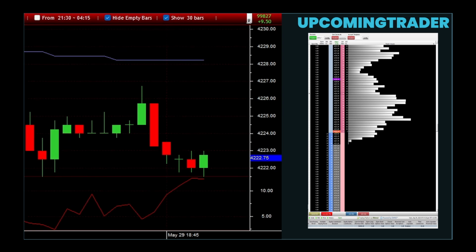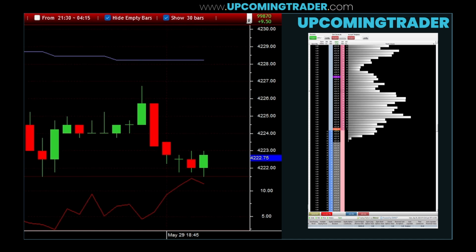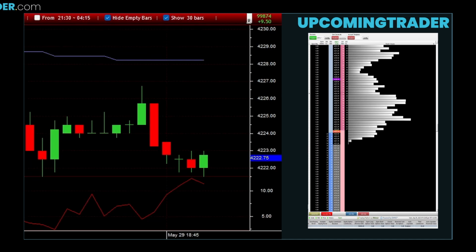Flags and pennants are continuation patterns that occur after a significant price movement followed by a period of consolidation. These formations generally indicate that the previous trend will resume. If the price breaks out of a flag or pennant and crosses an exponential moving average, it signals that the previous trend is likely to continue with renewed strength. Watching how the price interacts with the exponential moving average during the breakout phase can help determine if the trend is genuine or if it might fail.